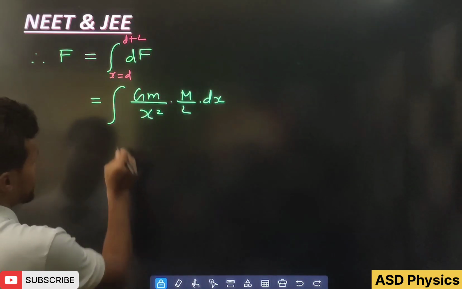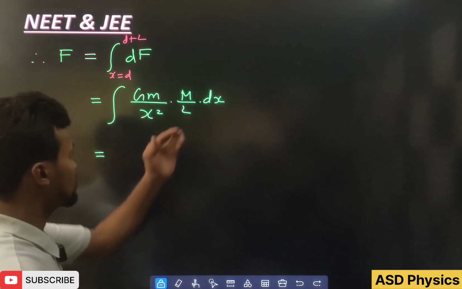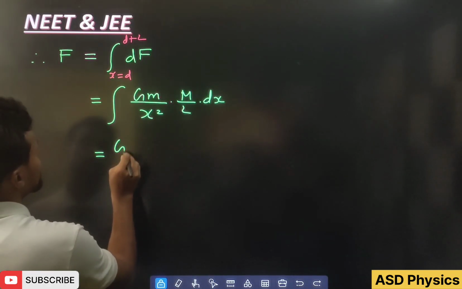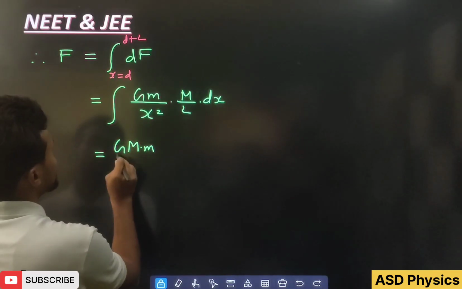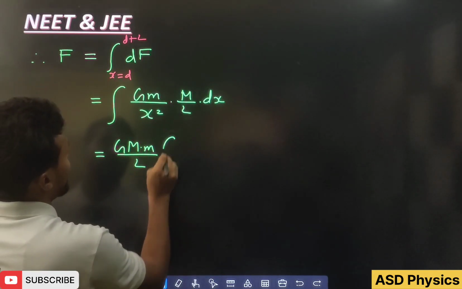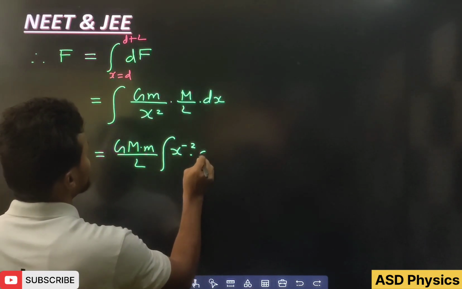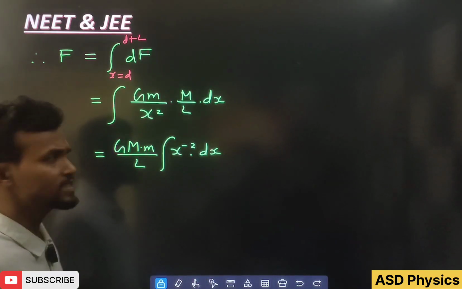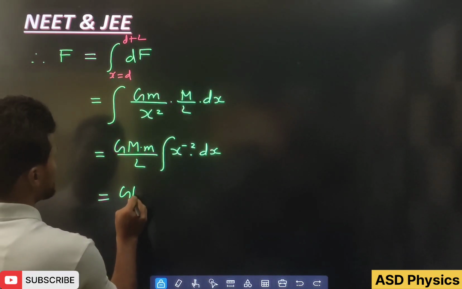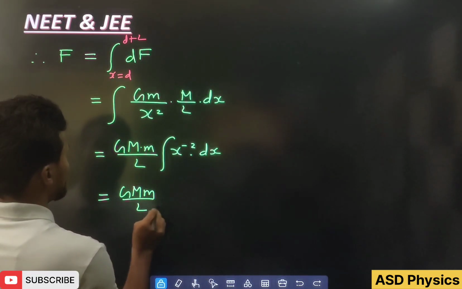Anyhow, limits are there. Now what will happen here? What other things are constant, they will come outside. So see, G capital M small m by L, and this will become x to the power minus 2 into dx. Limits will be there. G capital M small m by L.